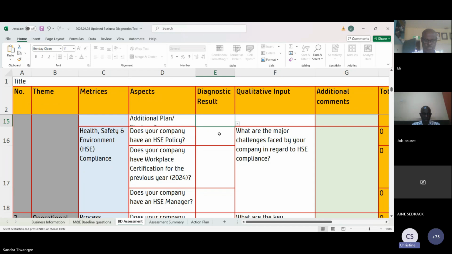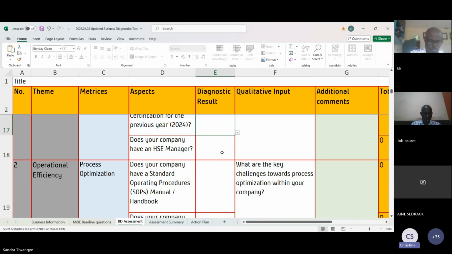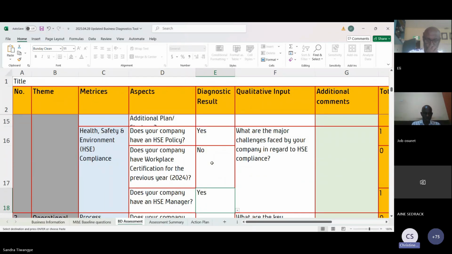Does your company have an HSC policy? Please, yes or no. Do you have any workplace certifications in terms of HSC? Yes or no. And do you have an HSC manager? Let's see what our dummy says. They have an HSC manager. Please do the same. And remember, you have time. Those of you who want to submit already, please hold on because we also require some qualitative input that you would have to fill out in the sheet.